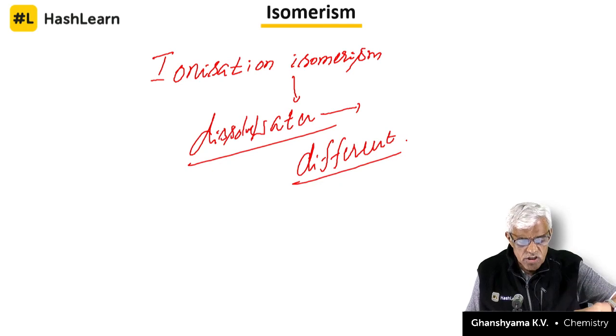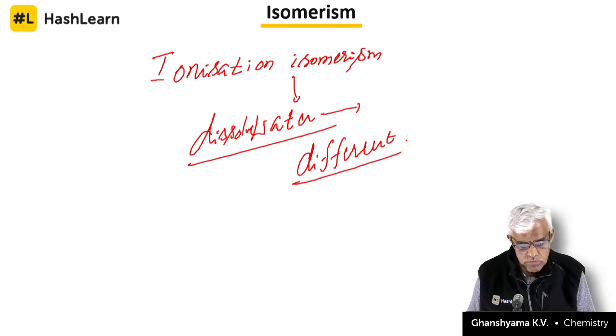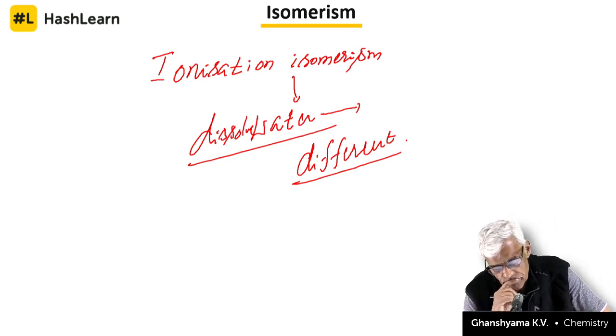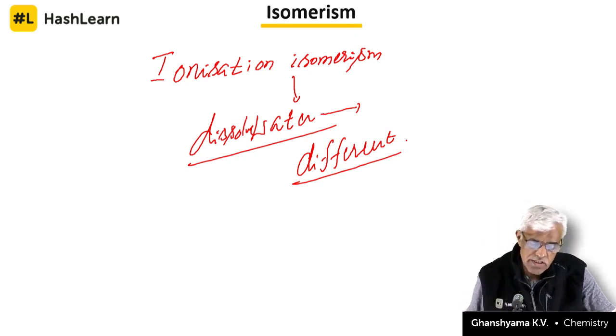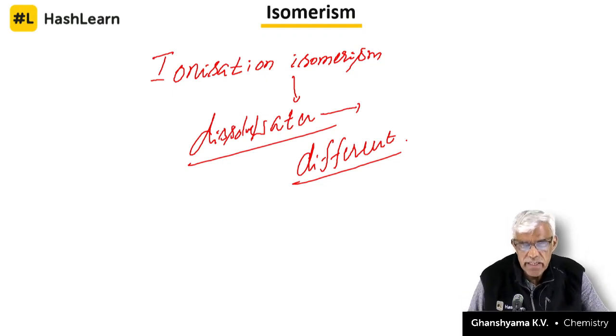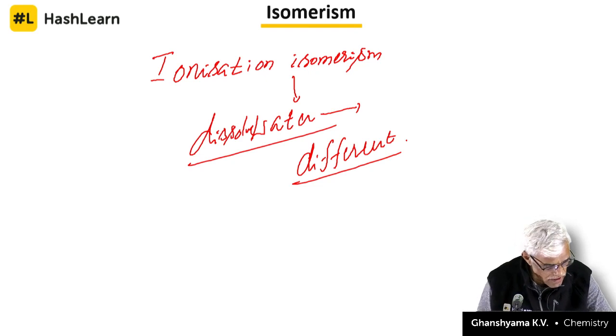So, you can distinguish the two isomers by knowing which ions are formed in the aqueous solution. How to test that? You can test those ions just like the basic radicals which you have tested in the laboratory. I'll give you an example for ionization isomerism.